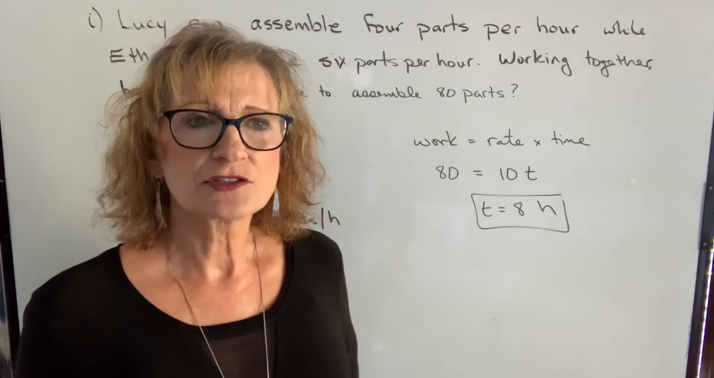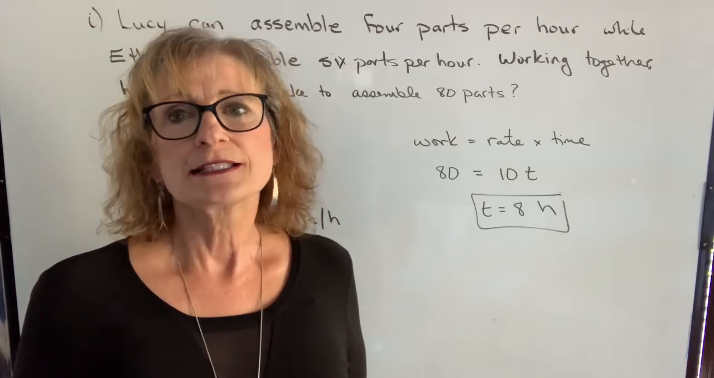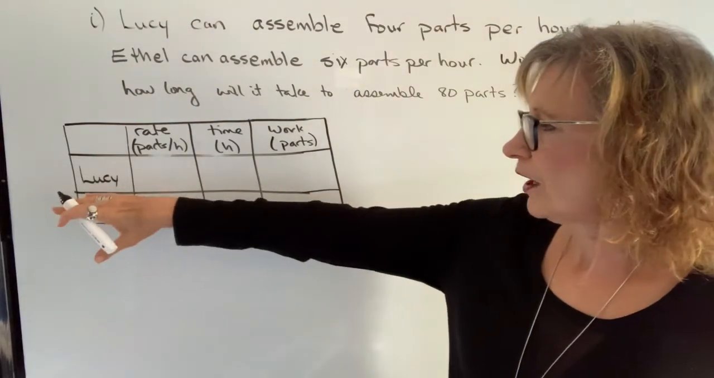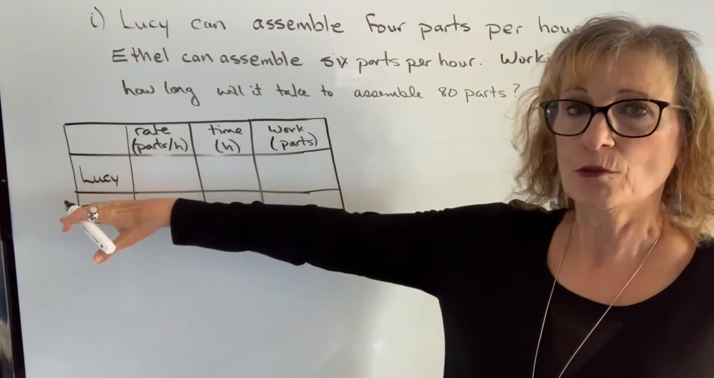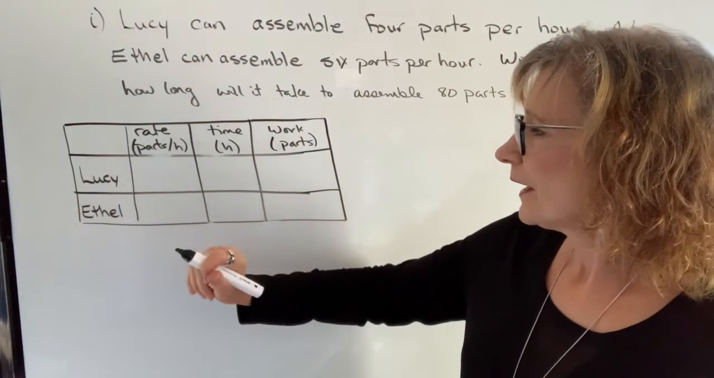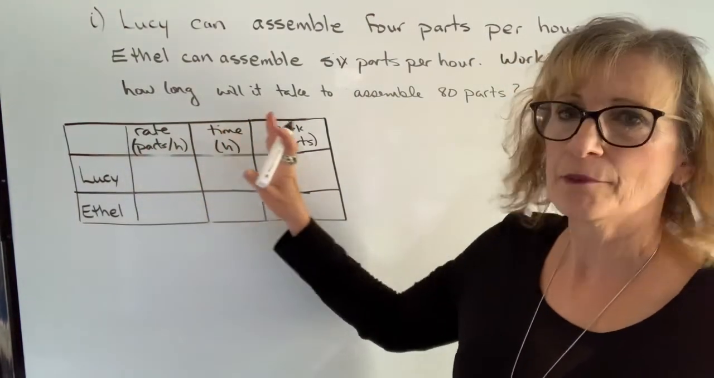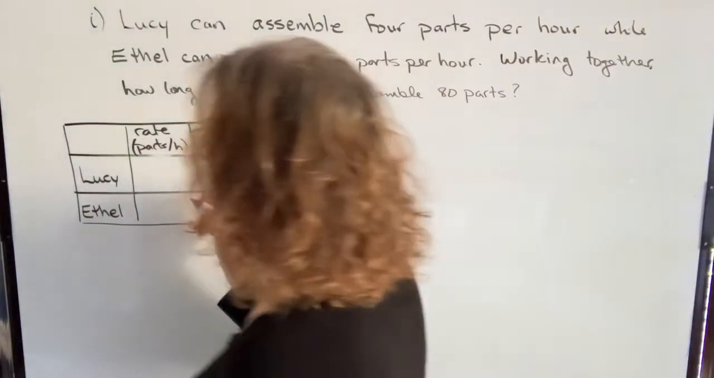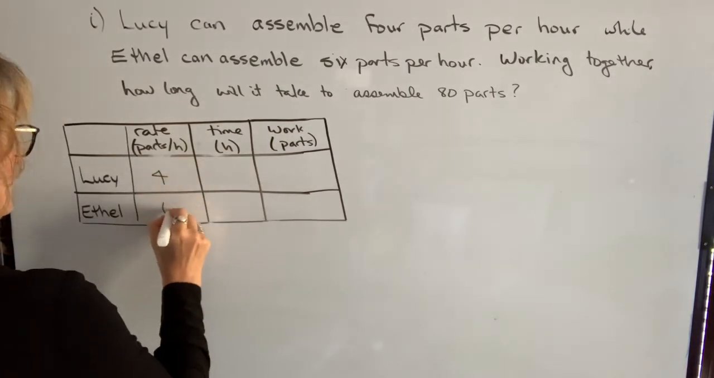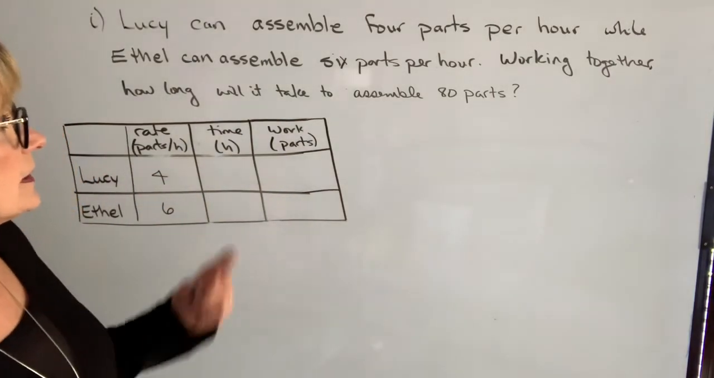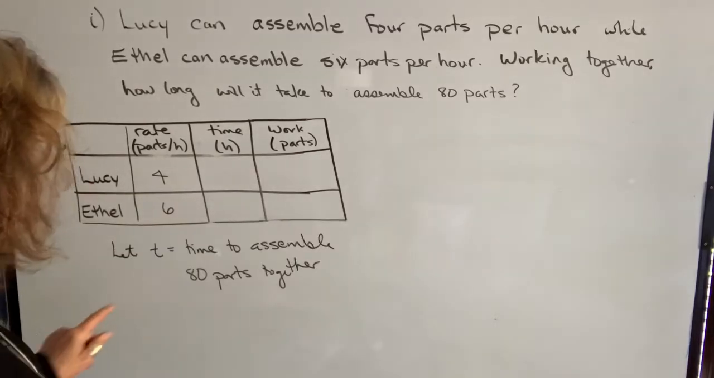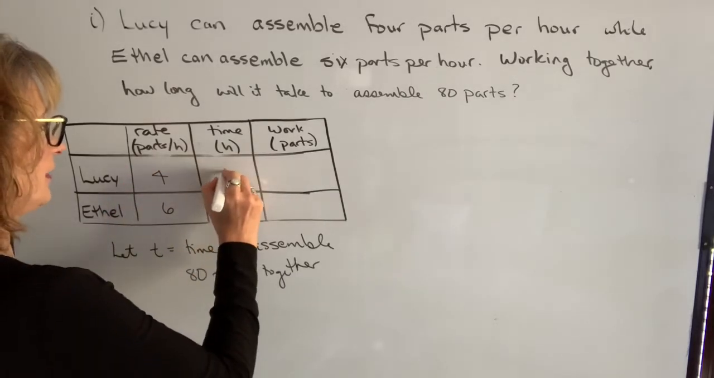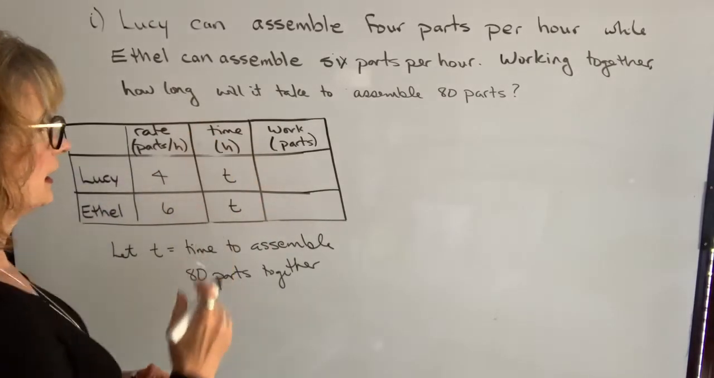So I'm going to suggest that we do this problem using a chart, similar to what we did with our distance problems. So our chart's going to be very similar. We will have rows for all of the people or objects or whatever are working. And then we'll have columns for rate, time, and work. We plug in what we know. We know the rate that Lucy works, 4 parts per hour. Ethel is 6. And we're finding time. So that's going to be our variable. So let T equal the time to assemble 80 parts together. And they're both working that amount of time. So we put that in for our time column.